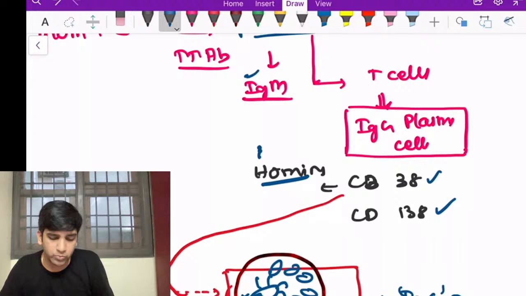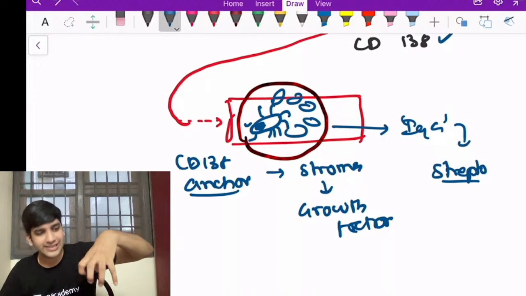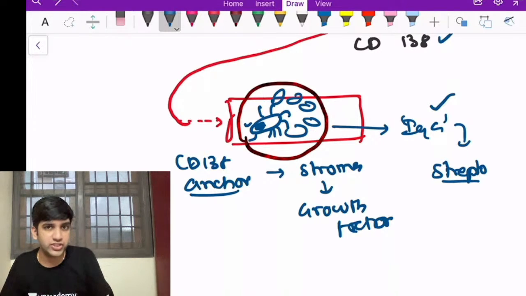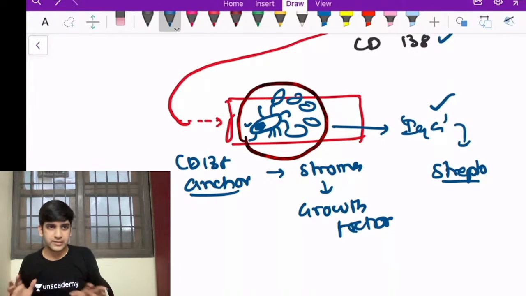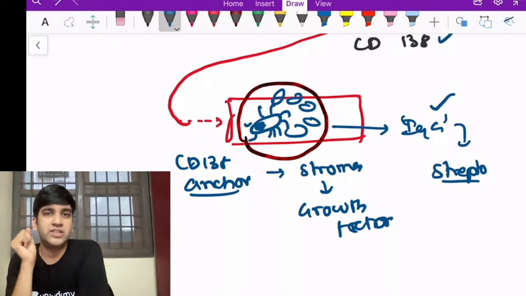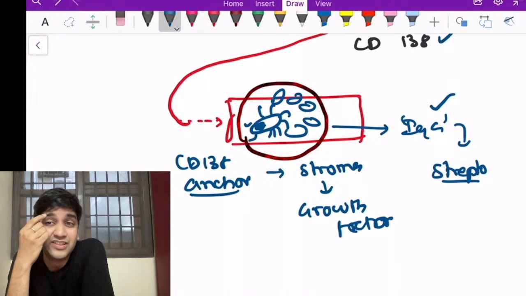The 38 will home it to the bone marrow. Once it goes to the bone marrow, 138 is an anchor. It disturbs the stroma, produces growth factor, divides and produces a good amount of IgG to destroy my streptococcus. Clear? Is that clear? Because if this is clear, there are many things I can extrapolate from this. If I know normal, abnormality is definitely simple.